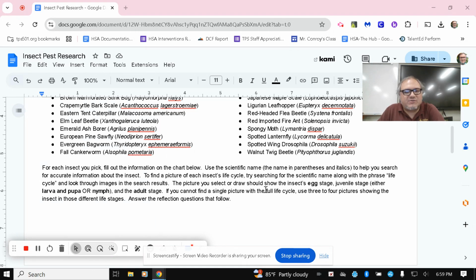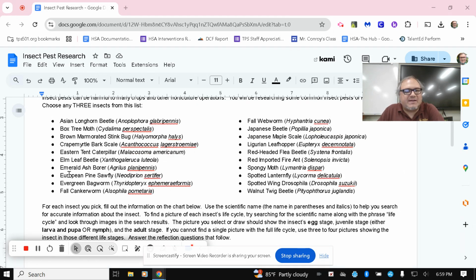The picture you select or draw, again if you decide to do this on paper, should show the insect's egg stage, juvenile stage, either the larva and pupa or nymph, depending on the type of insect, and the adult stage. If you cannot find a single picture with the full life cycle, use 3 to 4 pictures showing the insect in those different life stages. Then answer the reflection questions that follow.